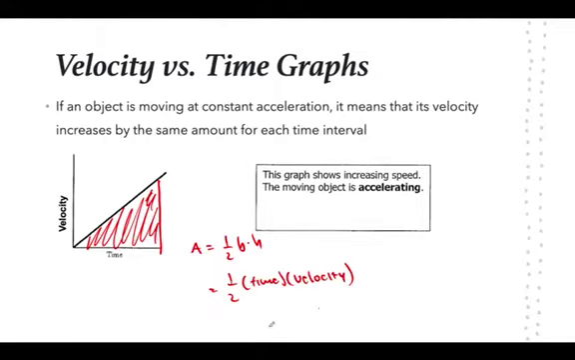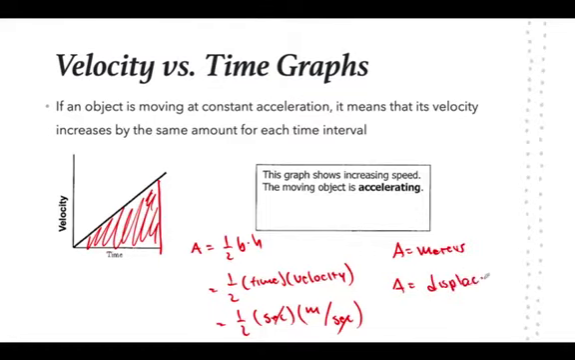What happens if I multiply velocity times time? Well, let's do a unit analysis. What are the units of time? Seconds. What are the units of velocity? Meters per second. So if I multiply this, the seconds cancel, and I end up with meters. And what quantity is measured in meters? Displacement.